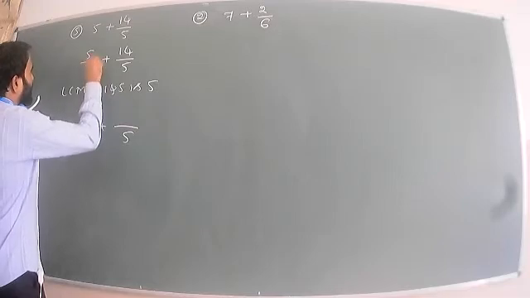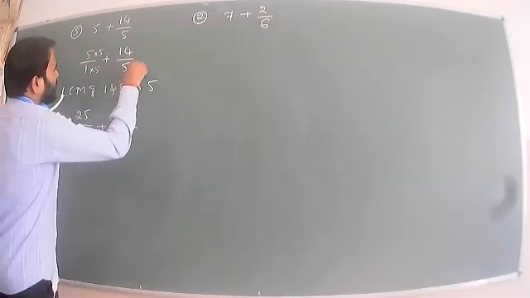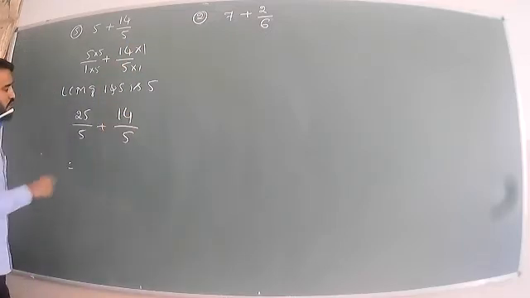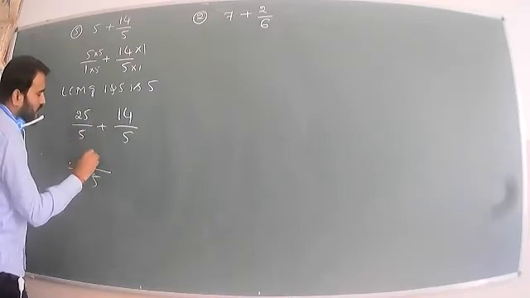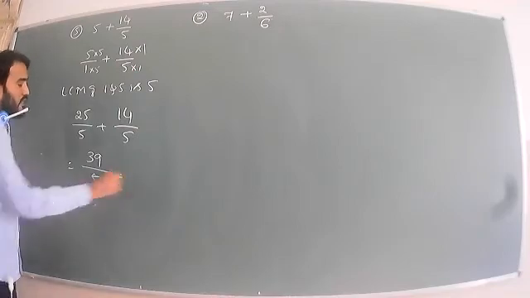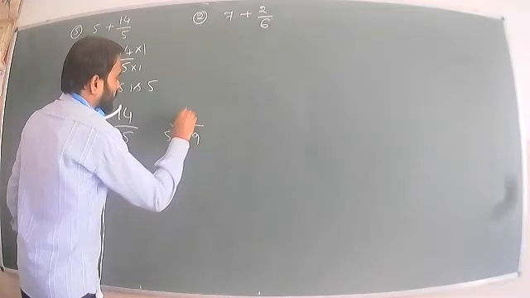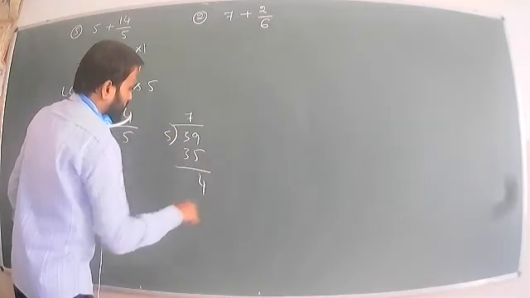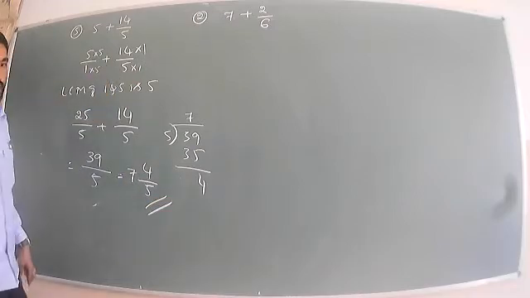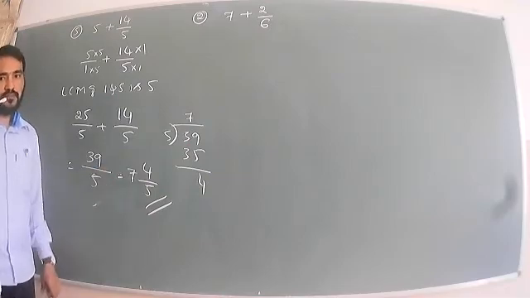So 1 times 5, here multiply 5. 5 times 5 is 25. Next, 5 divided by 5 is 1, so we multiply 1 by 14, which is 14. The denominator is 5, and 25 plus 14 is 39. So 39 by 5. It is an improper fraction. Let me convert it to a mixed fraction. 5 times 7 is 35, 4 is remaining. So 7 and 4 by 5. That is the answer: 7 4 by 5.